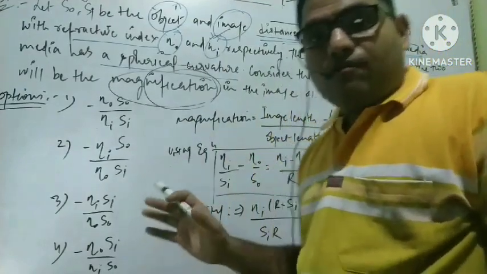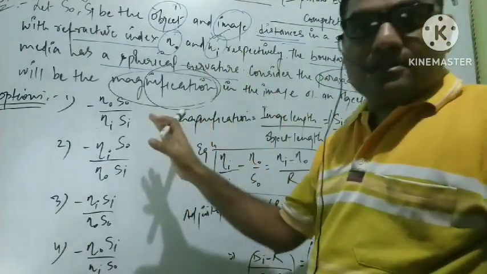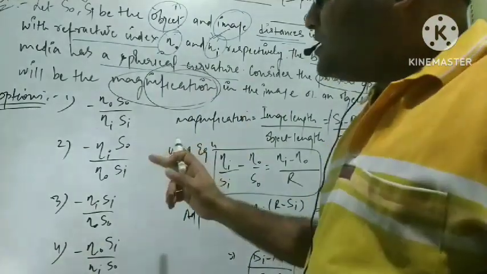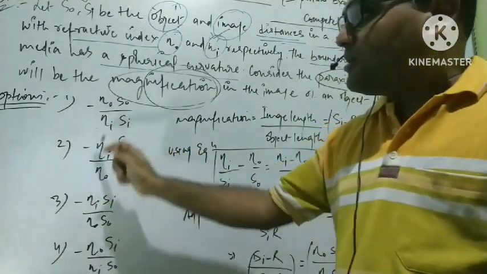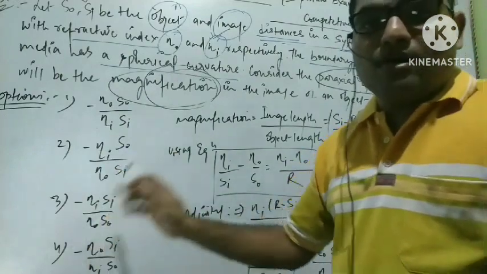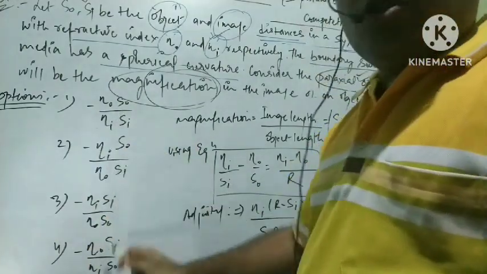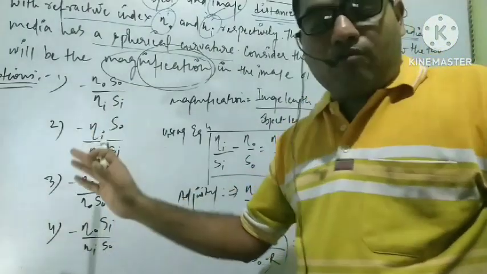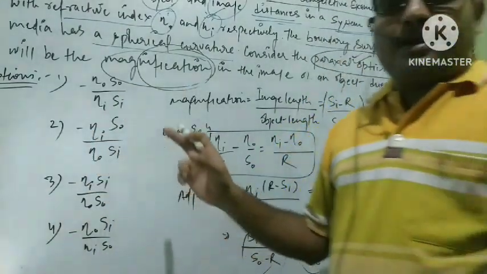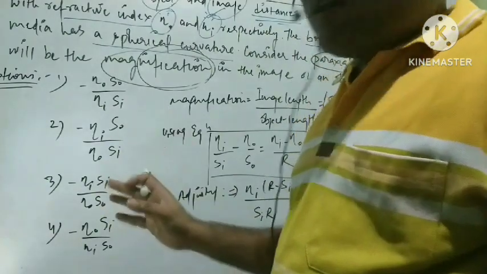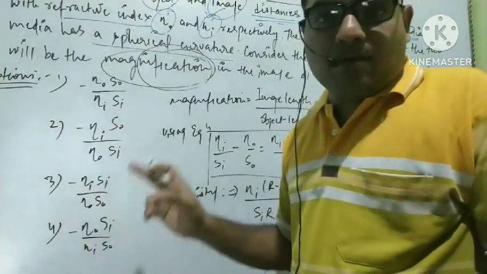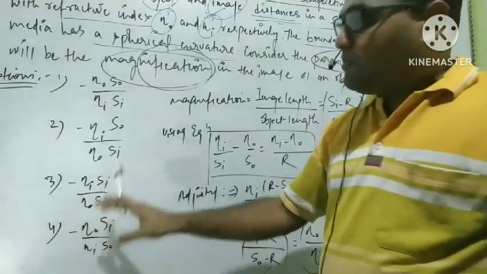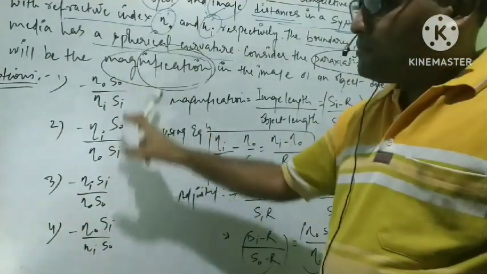Now, solving the above problem, one more thing to consider is that here the magnification is going to be negative. All the options show it as negative. That means the image would be real and inverted. The magnification will always be negative when the image is real and inverted. So let's not bother about the negative sign, but mostly about the magnitude.